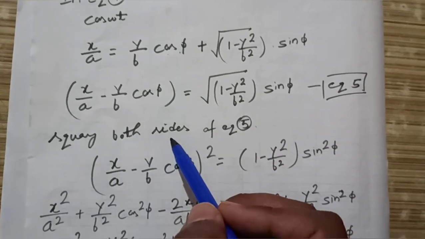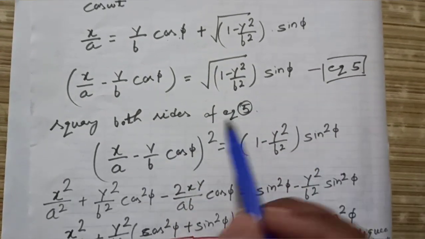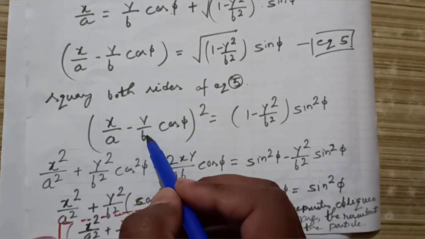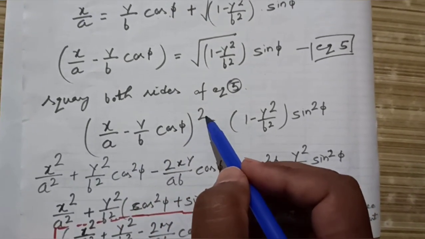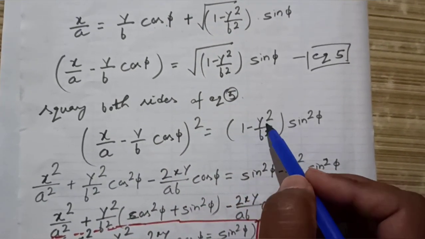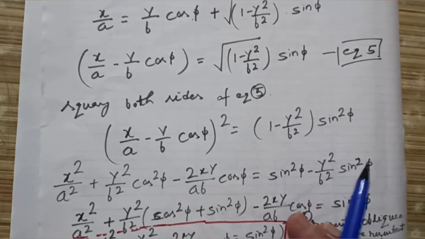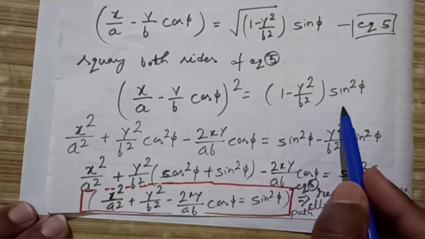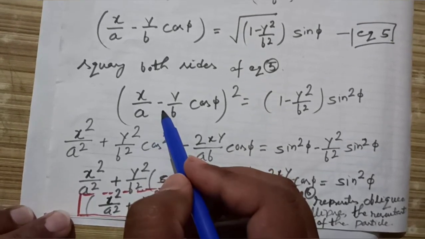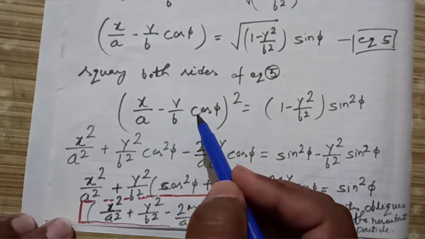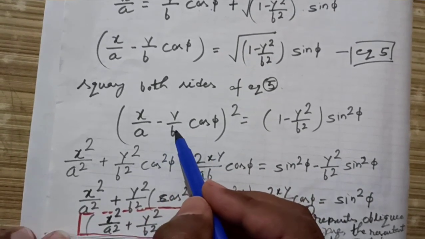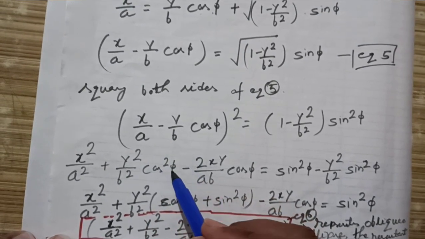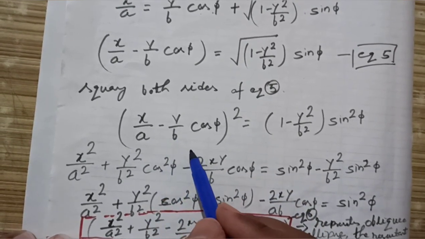If we square both sides of this equation, then we will have (x upon a minus y upon b cos phi) square equals 1 minus y square upon b square sin square phi. Again we will expand this equation. You know that (a plus b) whole square is a square plus b square plus 2ab, and (a minus b) whole square is a square plus b square minus 2ab. So we are using this formula.